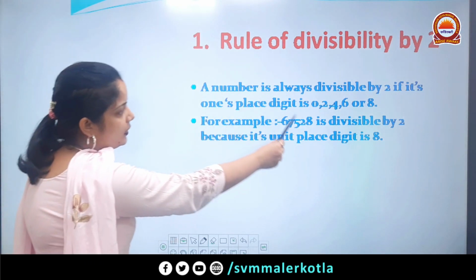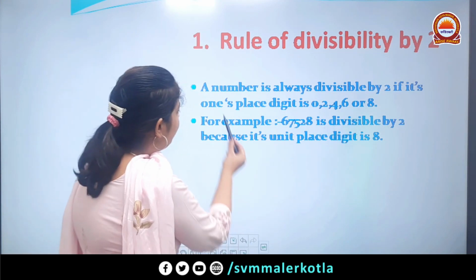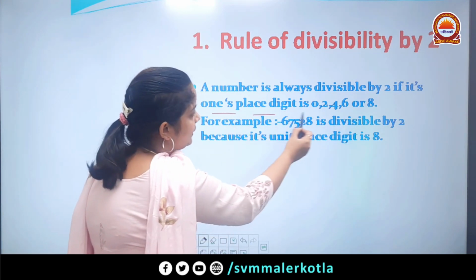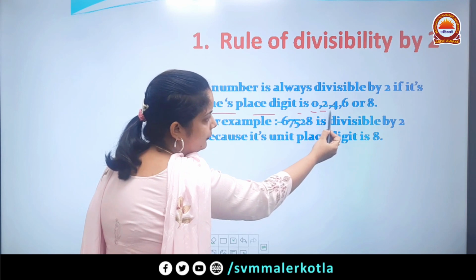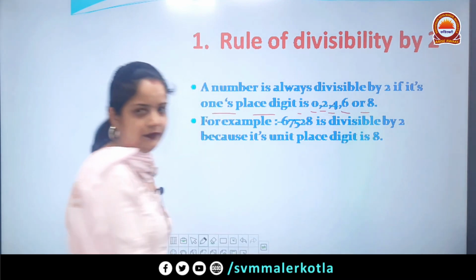A number is always divisible by 2 if its ones place digit is 0, 2, 4, 6 or 8.